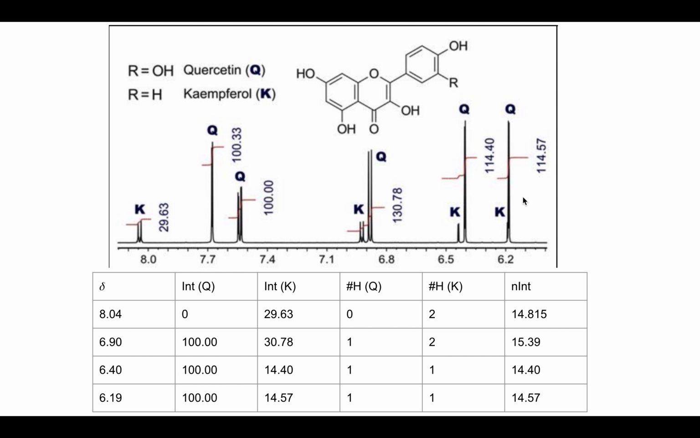The signal at 6.40 ppm, we know that the integral value for K is 14.40. We know that the number of protons that give rise to that signal K is 1. So if we take 14.40 divided by 1, we get a normalized integral value of 14.40. And lastly, 14.57 is the normalized integral value for K at 6.19 ppm, as we've previously calculated.